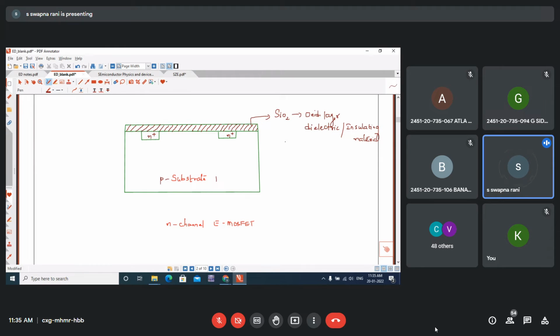Now, what we will do? So these two N plus regions act as source and drain. One N plus region acts as source and the other N plus region acts as drain. But there is no contact. We cannot access the source and drain. Therefore, to make contacts for the source and drain, holes are cut.